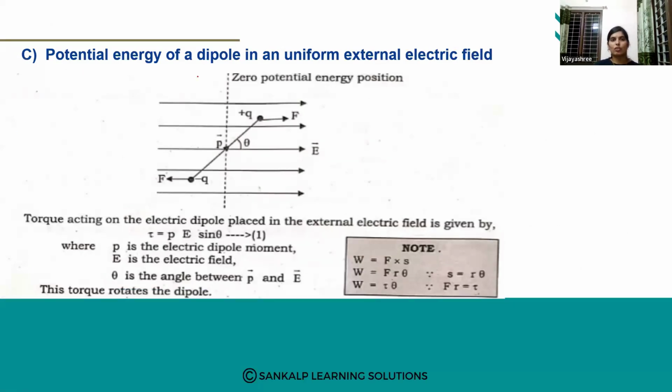Now, the potential energy of a dipole in a uniform external field. So, what is the potential energy of the dipole in an external field? Let us see. Imagine that we kept a dipole in external electric field E. So, E is the external electric field. Theta is the angle between the dipole moment and external electric field.